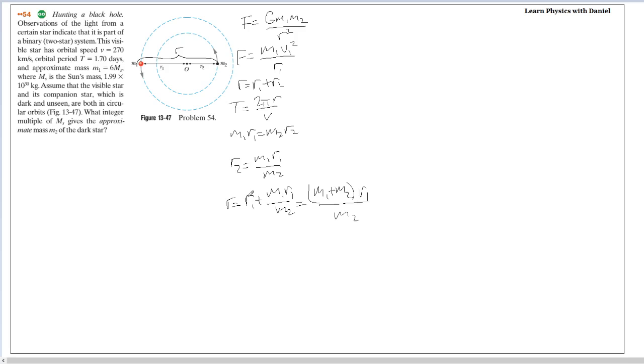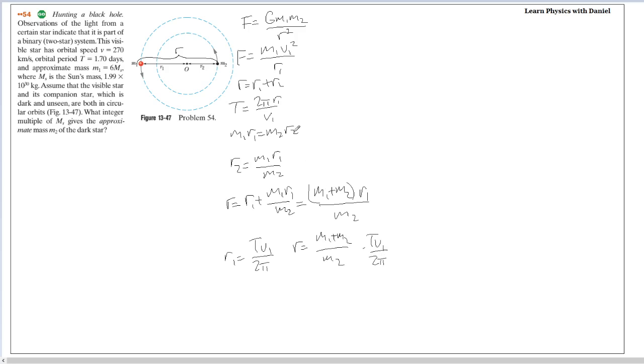Alright. So we can also take our period equation, with r1 and v1, so we have r1 equals T v1 over 2 pi, which gives us another equation for r1. So we can plug that into our previous equation for r to get that r equals (m1 plus m2) over m2 times T v1 over 2 pi.